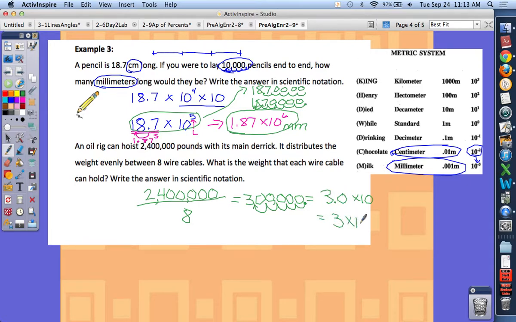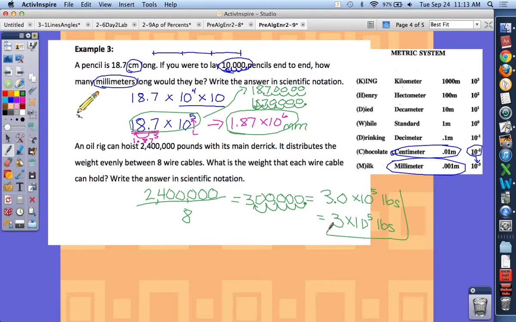times 10 to what power? Is it a positive or negative power? Well, this is a large number. It's greater than 1, so it's going to be a positive exponent. 1, 2, 3, 4, 5 spots. So it's times 10 to the 5th power. And we're talking about pounds, so let's put a label in there. So both of these answers would be good.